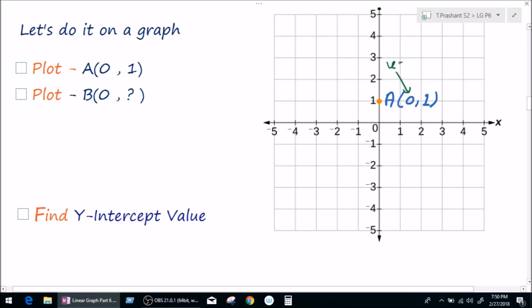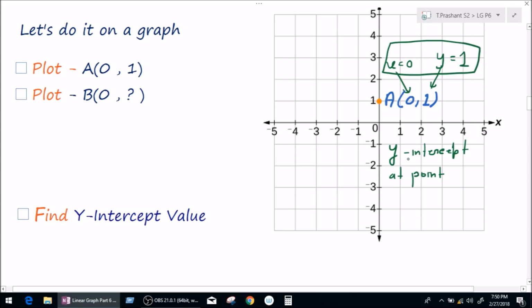Let's write x equals 0 and y equals 1. So when x is 0, y is 1. So we can write y-intercept at point A is 1, because at point A, y is 1 when x is 0. That's why the y-intercept is 1 at point A. Now, is A the only point where we could find a value for y-intercept? What about point B, where x is 0 and y is unknown? We don't know y. So what coordinate should we take?